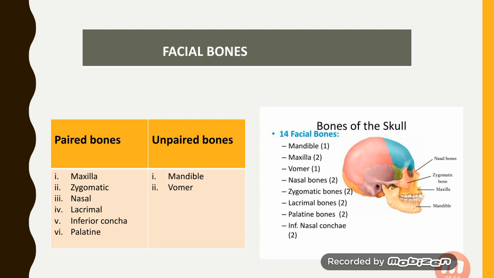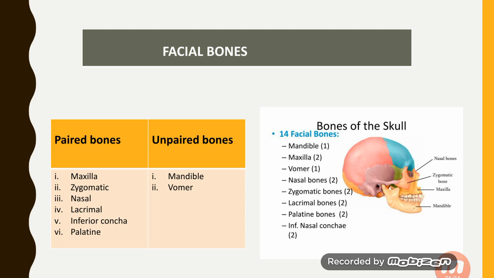Then comes the nasal bones. There are two small oblong bones which will be present in the nose. Fourth one is called lacrimal bone. This bone is small in its size and it forms the part of the eye sockets. Then comes inferior concha. These are the pair of the facial bones.